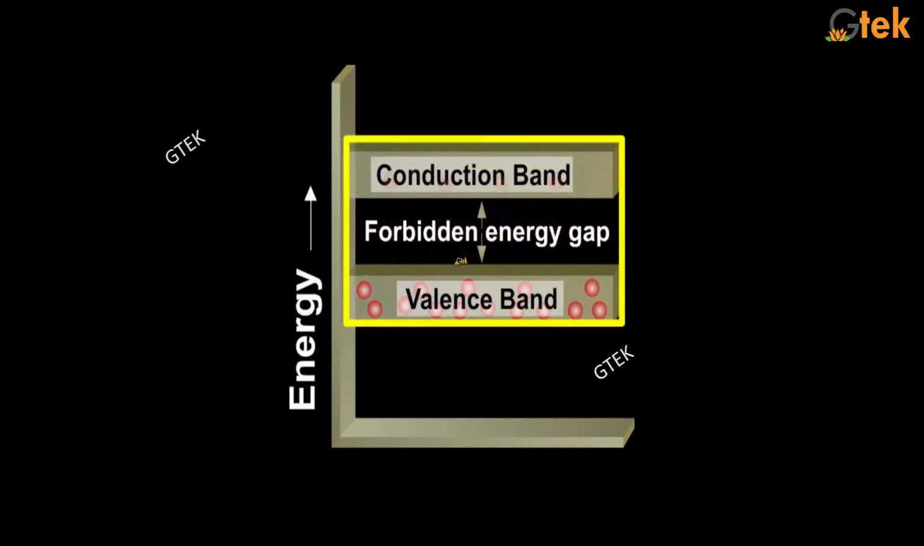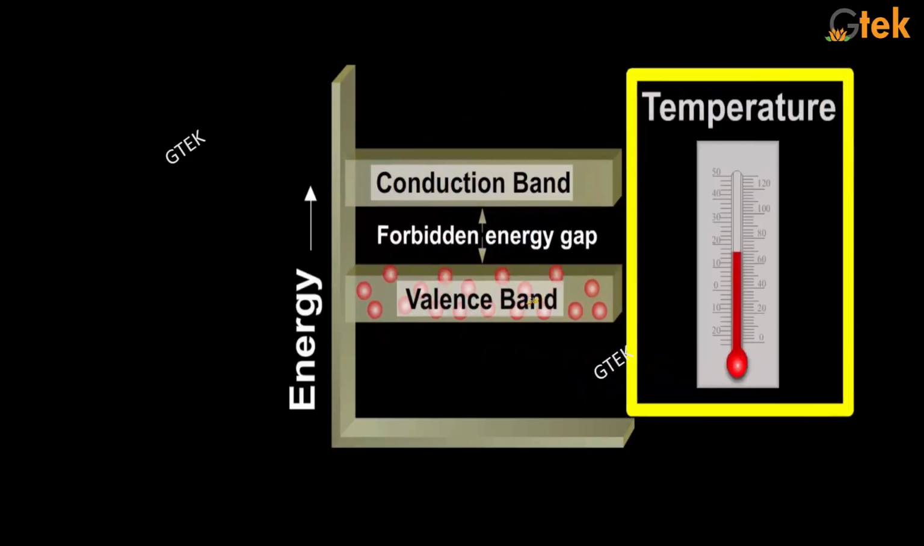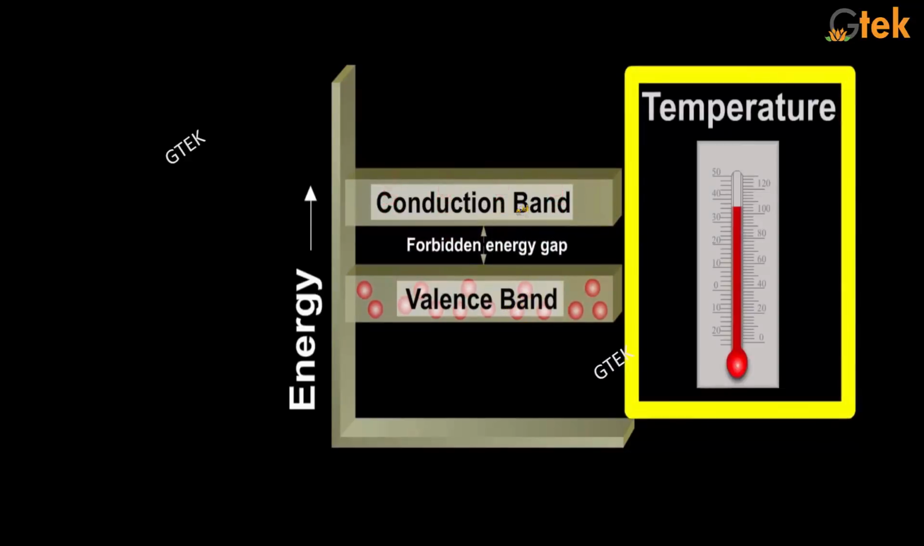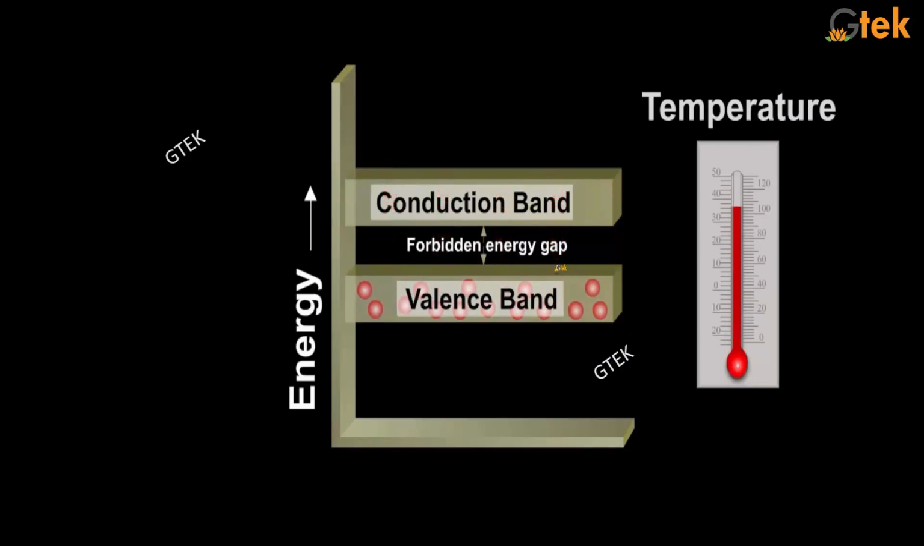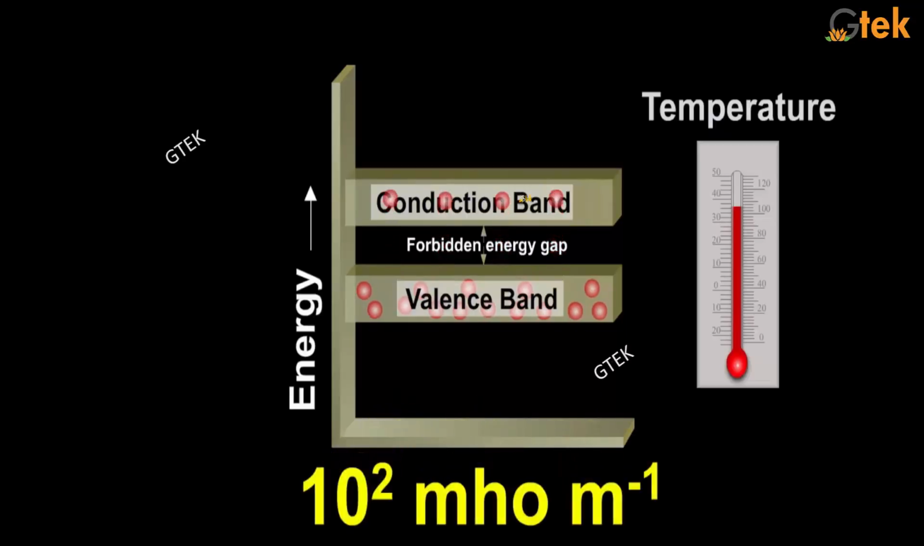You are able to see the electrons start moving to the conduction band from the valence band. The energy required to move valence electrons from the valence band to the conduction band is referred to as forbidden energy. You can see that once the temperature is increased, the gap is reduced. So this is the principle of a semiconductor. On change in temperature, it starts conducting electricity, and the conductivity is 10 power 2 mho per meter.